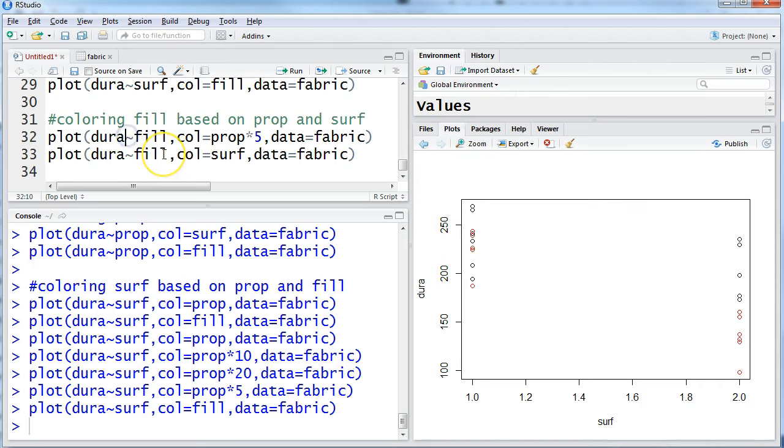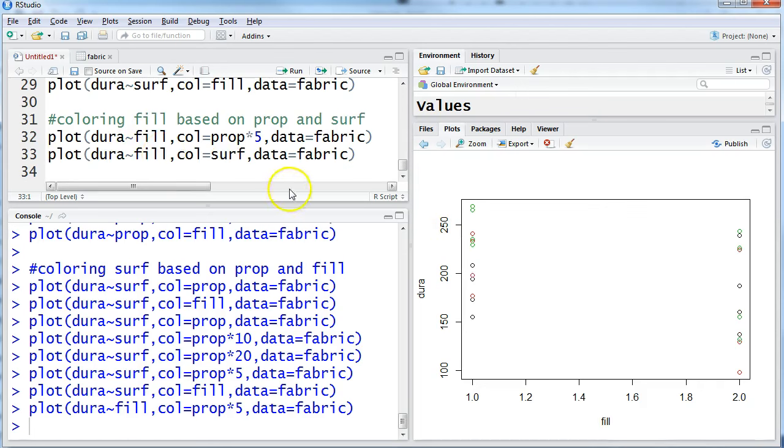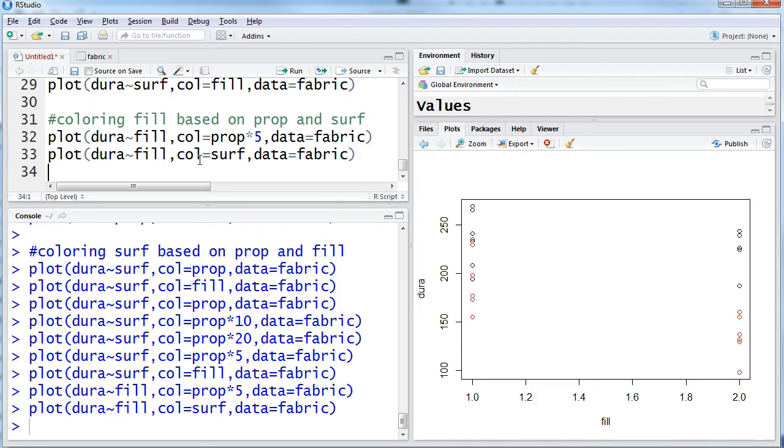What do we see if we look from the fill direction? I see black and red and green kind of all mixed together. I'm not sure that I really see an interaction there. This one I can see the same interaction we saw before. Red seems to have a steep decreasing line. Black seems to have a fairly level flat line.